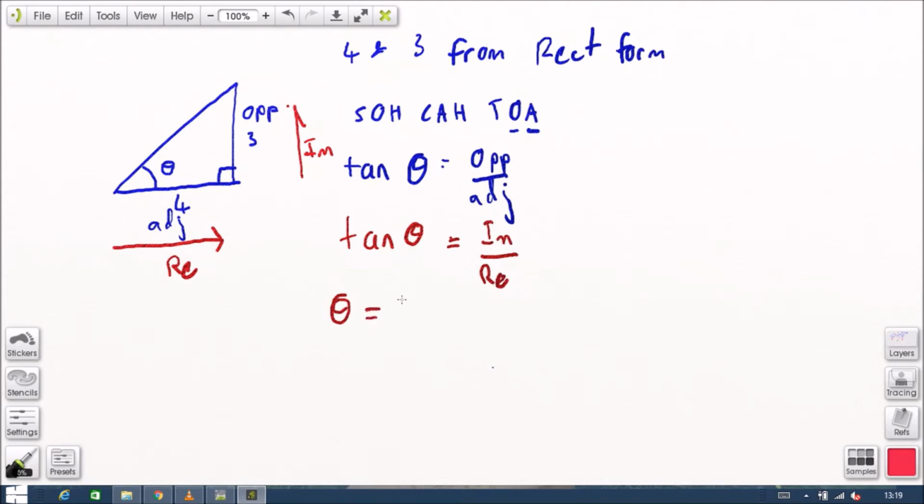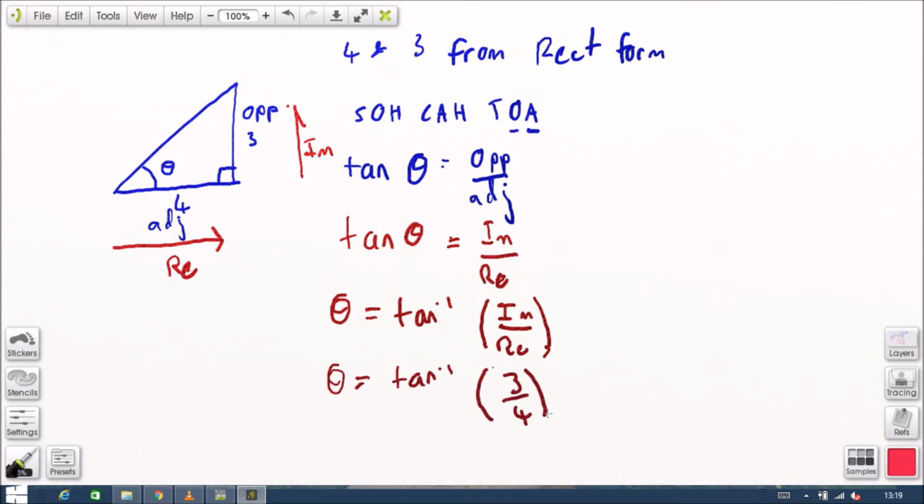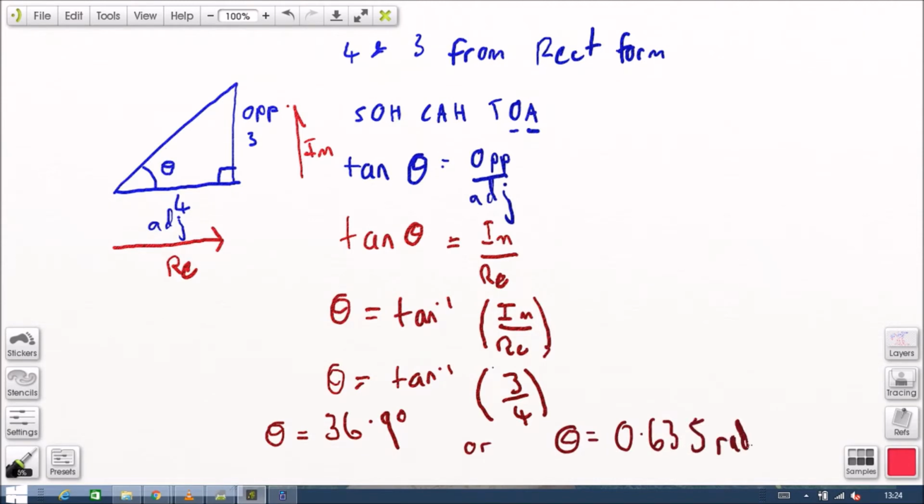So we can just write tan of the argument is equal to the imaginary part divided by the real part. So therefore the argument has to be the inverse tan of the imaginary over the real part, and you can jump to this step, you don't have to prove it every time. So our argument is going to be the inverse tan of 3 over 4. So that's 36.9 degrees, or thereabout, or if we're going to do it in radians, 0.635 radians.